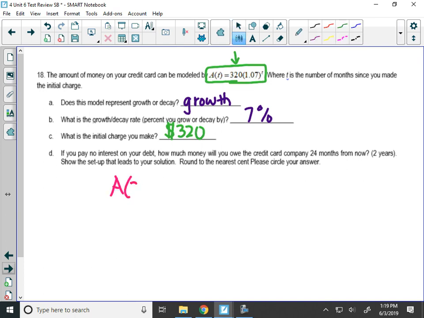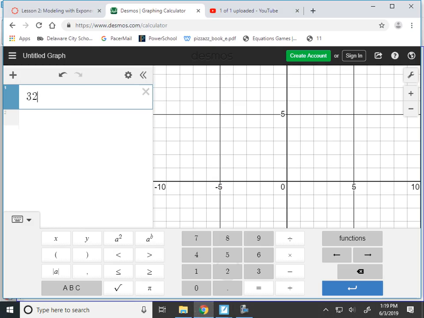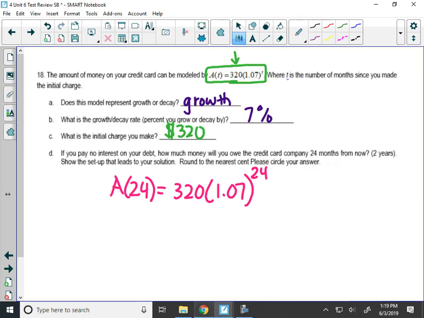So the amount you will owe in 24 months is equal to your equation to the 24th power. And all you have to do is type that into Desmos and find your answer. So 1.07 to the 24th power. And it looks like after 2 years, that $320 bill turned into $1,623.16.